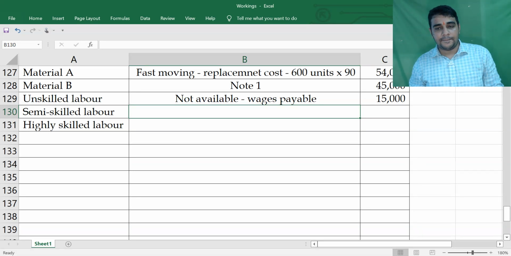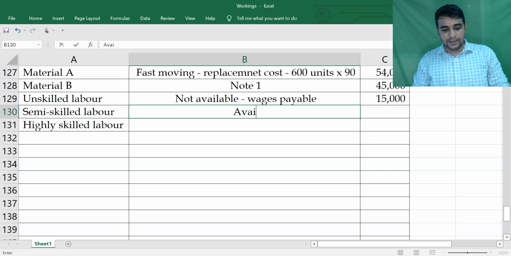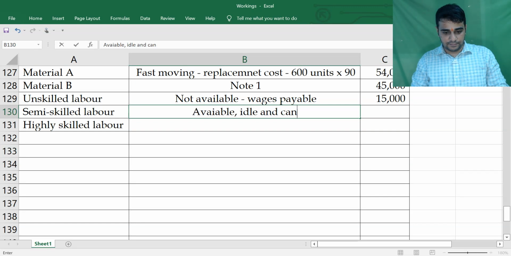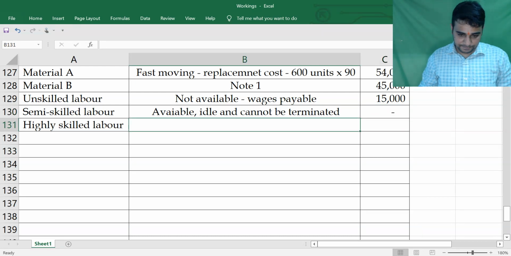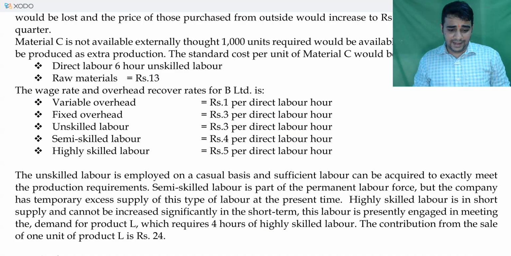Semi-skilled labor, available, idle and cannot be terminated. Highly skilled labor, available, busy, cannot be substituted.